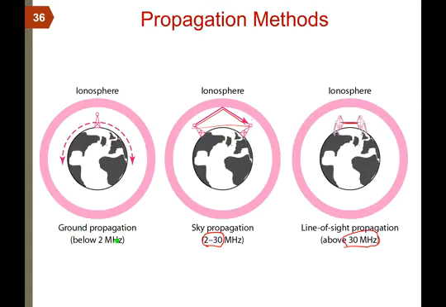We also have ground propagation. At very low frequencies, the waves can propagate along the surface of the earth. So you don't need line of sight here either, but you need to have low frequencies, very low frequencies.